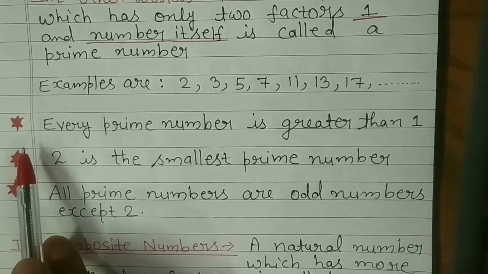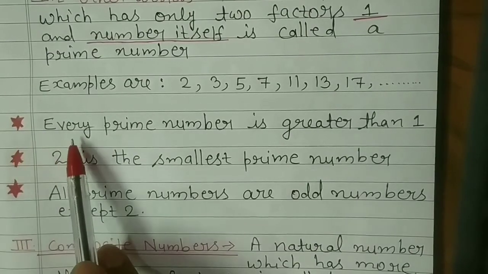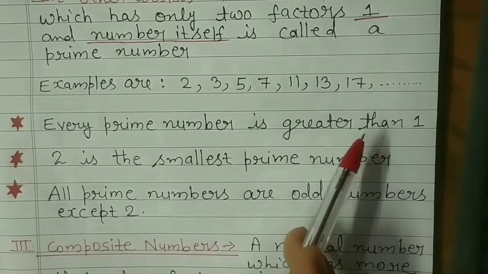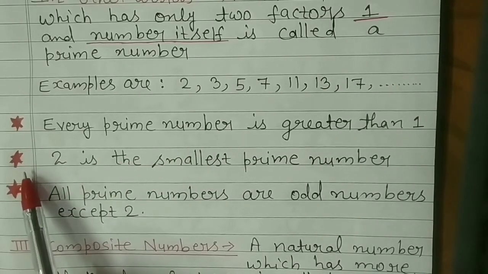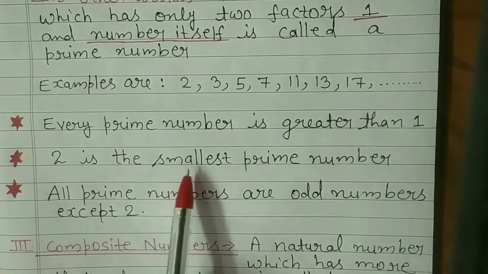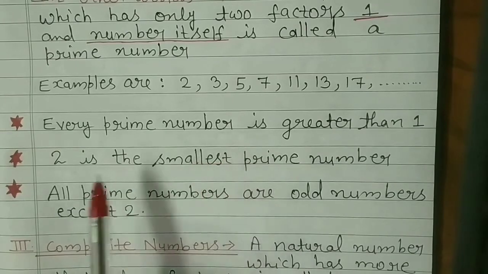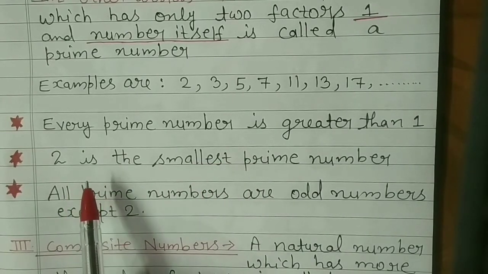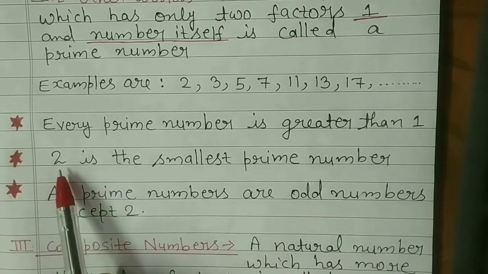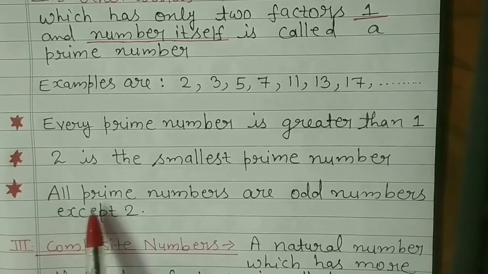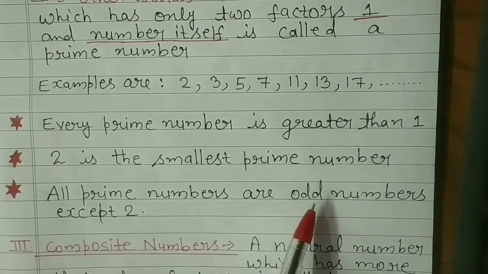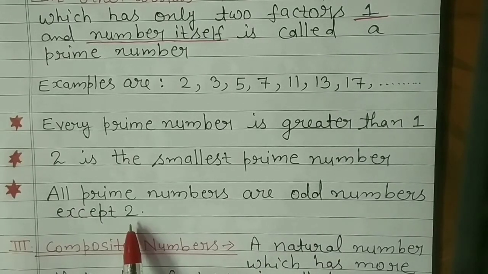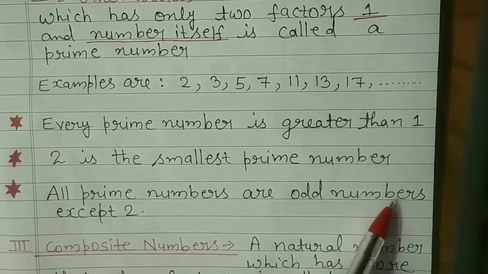So here are some facts related to prime numbers. The first point is every prime number is greater than 1. The second point is 2 is the smallest prime number. Okay? There are so many prime numbers, but the smallest prime number is 2. Now the third point is all prime numbers are odd numbers except 2. Means 2 is the only prime number which is an even number. And except this 2, all the prime numbers are odd numbers. Clear?